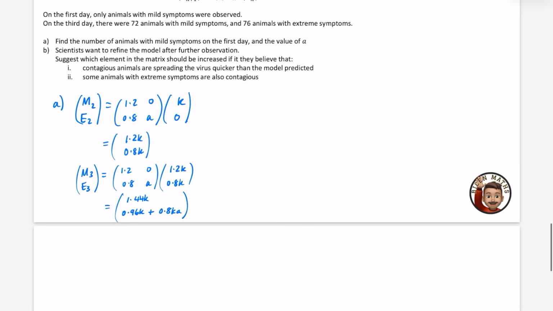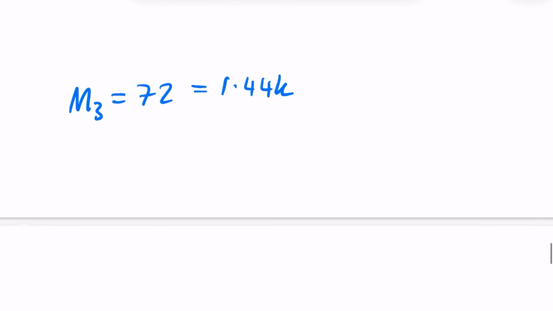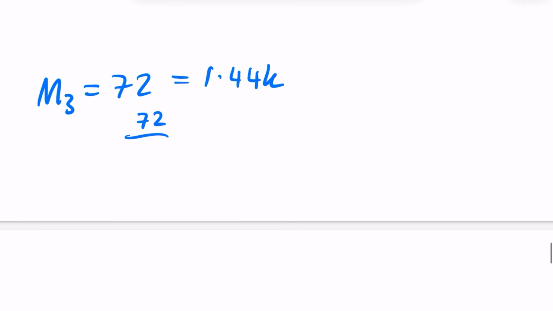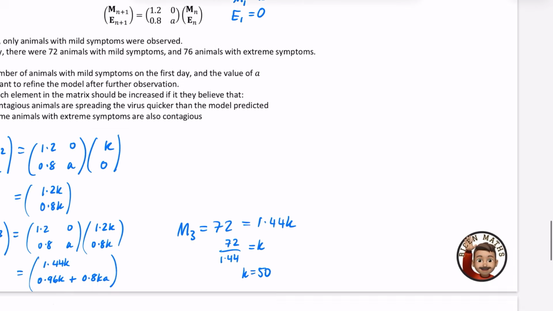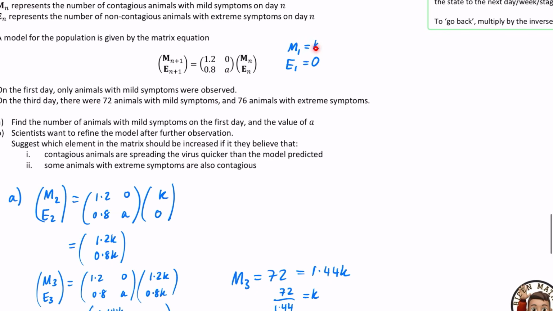And we know something, right? We know that on the third day, there were 72 animals with mild symptoms. So for M3, we know that there are 72 animals, which is the same as 1.44k. So I can solve this equation. I can do 72 divided by 1.44, and that will tell me what the value of k is. 72 divided by 1.44 is 50. So this means that there were 50 on the first day.